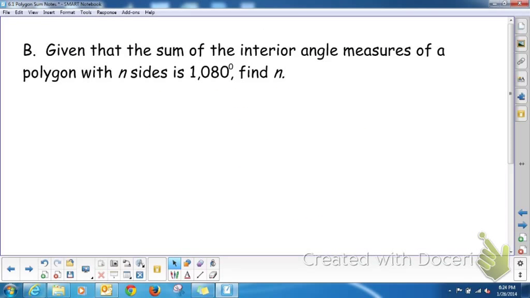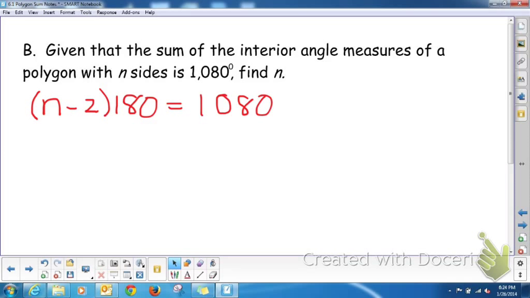We can also work backwards using these formulas. Given that the sum of the interior angle measures of a polygon with n sides is 1080, let's find n. Using this formula, the number of sides minus 2 times 180 will give us the total measure of the interior angles of a polygon. So if the total measure is 1080, how would we work backwards?